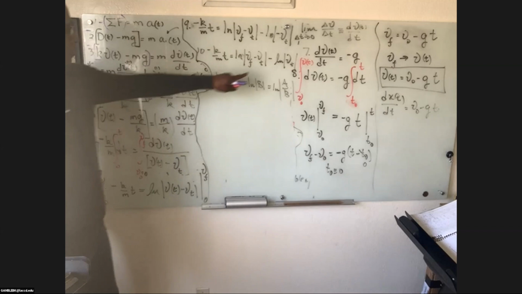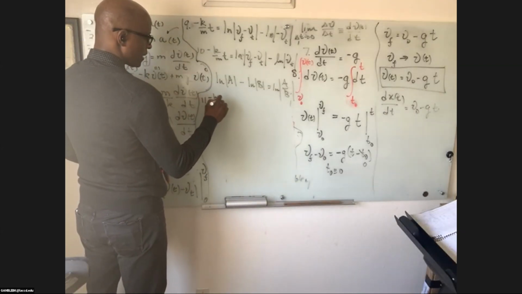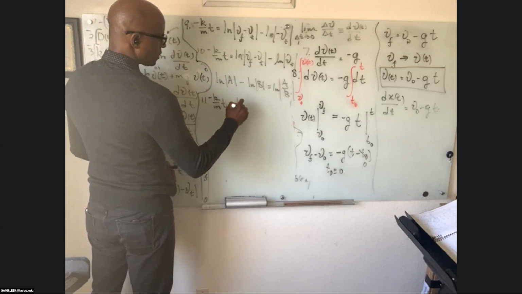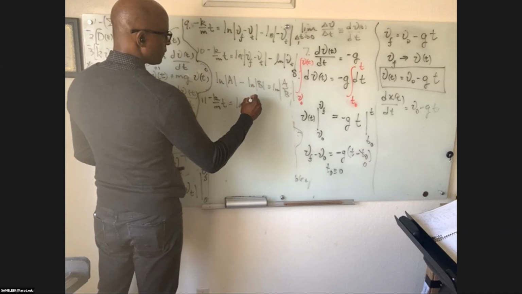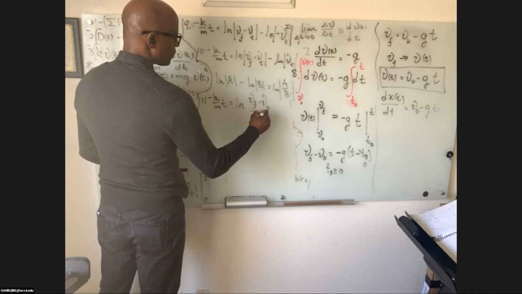So I'm going to use that over here so I can write this differently. So minus k over m times t is equal to log of (v_f minus v_t) over v_t. Okay.